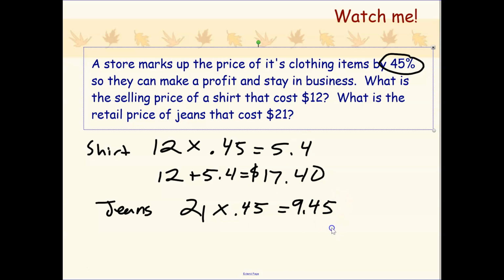That's how much money they want to make. So if they're going to make that much money, they need to add that on to the $21 that they already paid for it. And so when they make the little tag for the store that tells you how much it costs, it would be $30.45 for that pair of jeans.